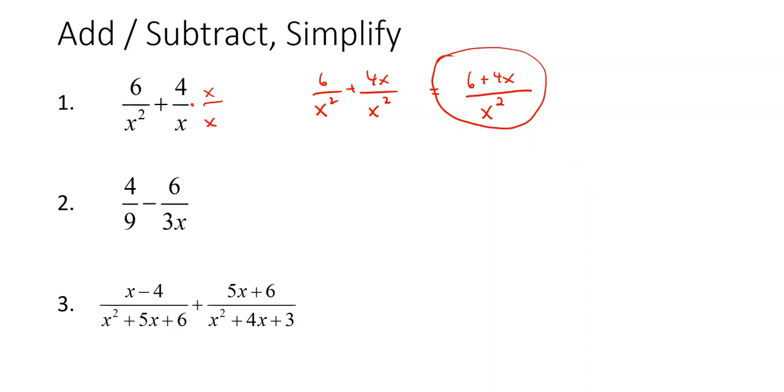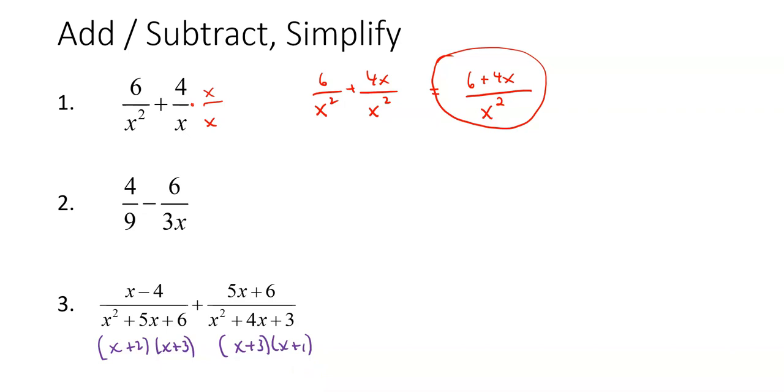All right, take a look at number 3. First thing I'm going to do for number 3 is factor the bottom, because I can't come up with common denominators and least common denominators until I have some idea of whether factors repeat or not. So this becomes x plus 2, x plus 3, right? Foil it out, I get x squared plus 5x plus 6. Over here, I have x plus 3 times x plus 1. Foil it out, and I do get x squared plus 4x plus 3.